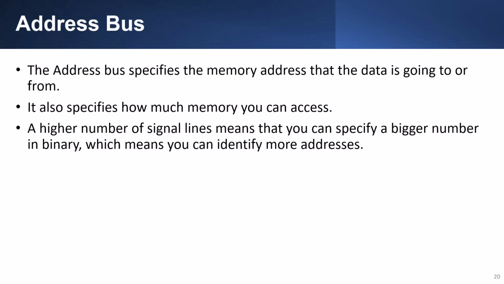The address bus specifies the memory address that the data is going to or from. It also specifies how much memory you can access. A higher number of signal lines means that you can specify a bigger number in binary, which means you can identify more addresses.